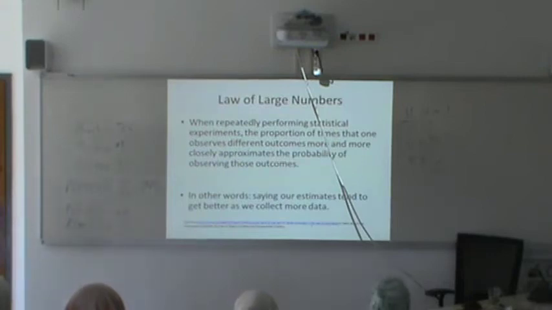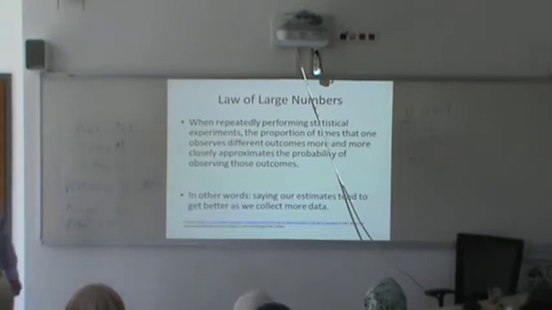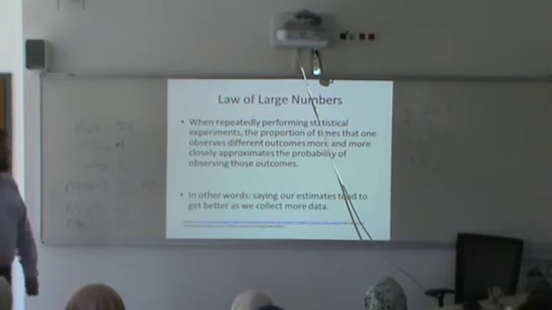So the law of large numbers states, basically, when you repeatedly perform statistical experiments, the proportion of times that one observes the different outcomes more and more closely approximates the probability of observing those outcomes.